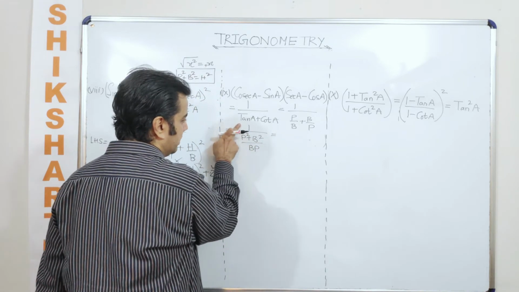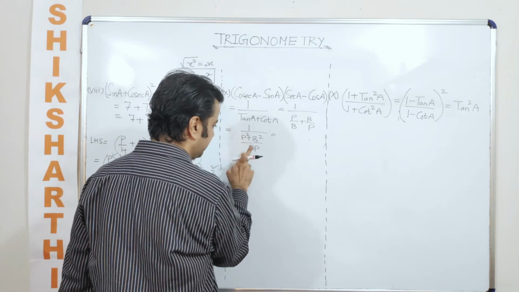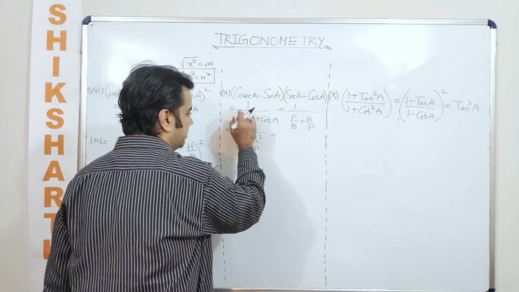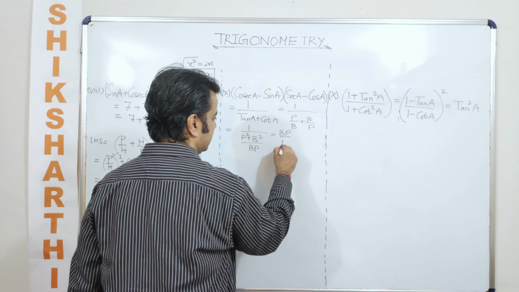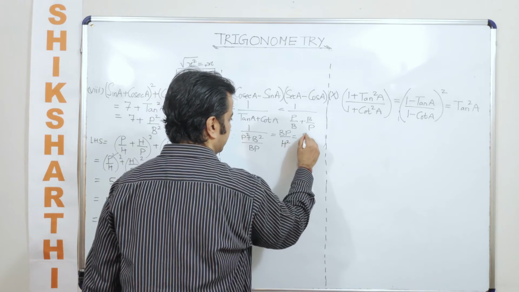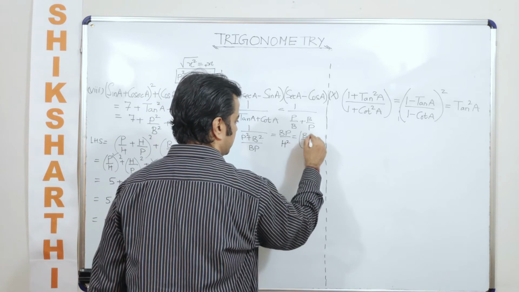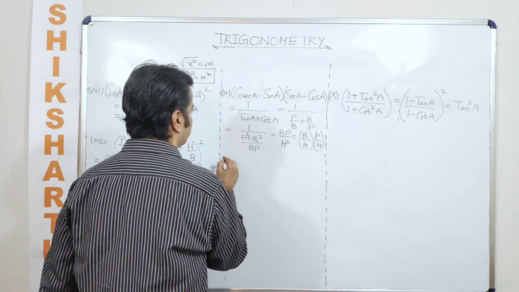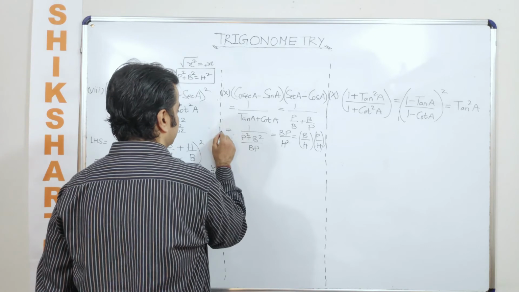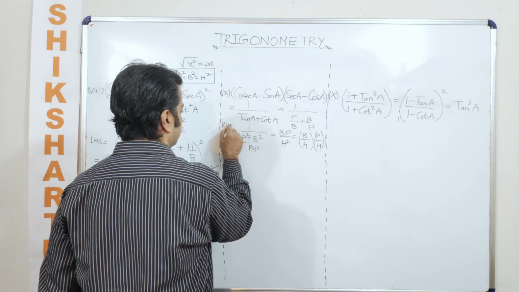And this is just like saying 1 divided by something, and that something divided by another something. So this goes in the numerator. So we'll be able to say this is bp, and using Pythagoras here we'll say this is h square. So finally I can write it as b by h into p by h, which is just like saying sin theta into cos theta. So this was the RHS value.